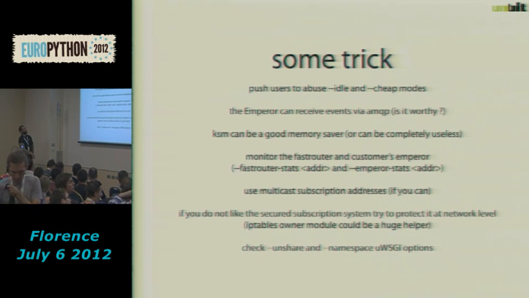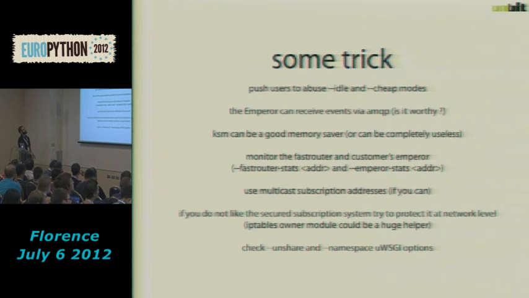The second trick is a bit controversial because I don't like it. The Emperor can receive events via RabbitMQ, for example, to tell it, please reload the tab, reconfigure the tab, and so on. As a sysadmin, I prefer to work directly with a file system-based approach. I find it more versatile.